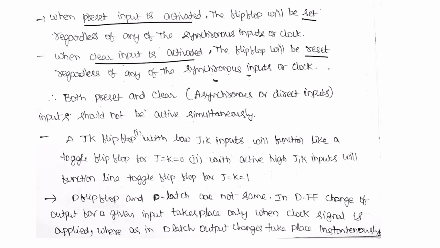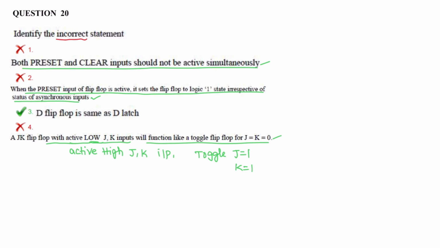Next statement, a JK flip-flop with active low J inputs will toggle for J is equal to 0, K is equal to 0. A JK flip-flop with active high inputs will toggle for J is equal to 1, K is equal to 1. Next, D flip-flop and D latch both are not same, because in D flip-flop, change of output for a given input takes place only when clock signal is applied, whereas in D latch, change in output takes place instantaneously. So correct answer is option 3, which is the incorrect statement. D flip-flop is not same as D latch.